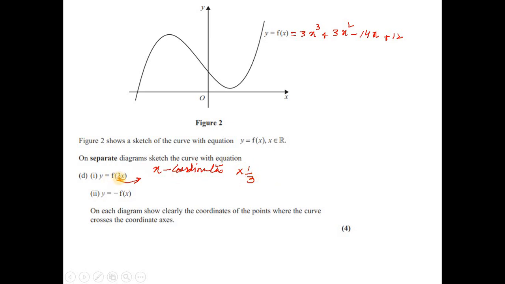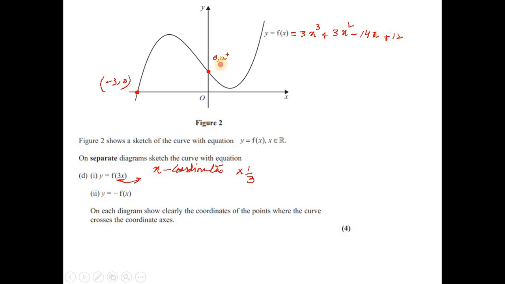So because this is 3, we have to multiply all x coordinates by 1/3. First we need to figure out how many x coordinates we can figure out clearly, because we know that the curve has only one solution, which is this one, and the coordinate of that point should be (-3, 0). We have no other solution, but we can figure out the y coordinate from here. From this equation, if you put x equal to 0, then y equal to 12. So the coordinate of this point is (0, 12).